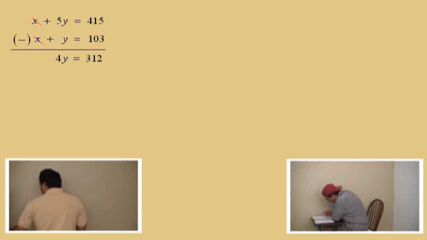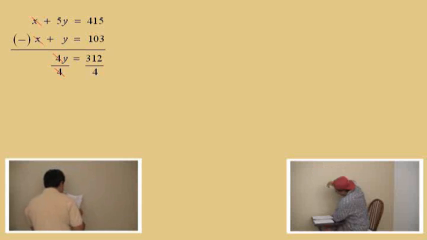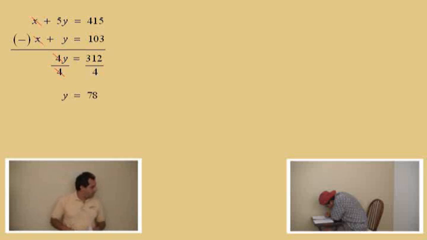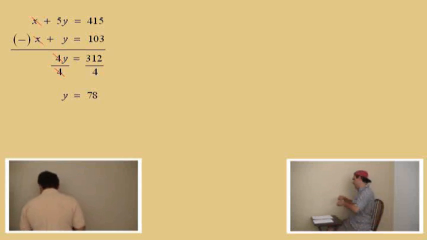Now, to solve for y, we divide both sides by what, Charlie? 4. 4 cancels. Now, you've got to do 312 divided by 4. So go, Charlie. Tell us what you get. 78. 78. Very nice, Charlie. Okay, now we have the y value.